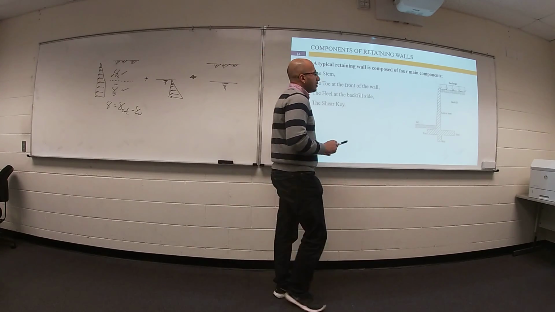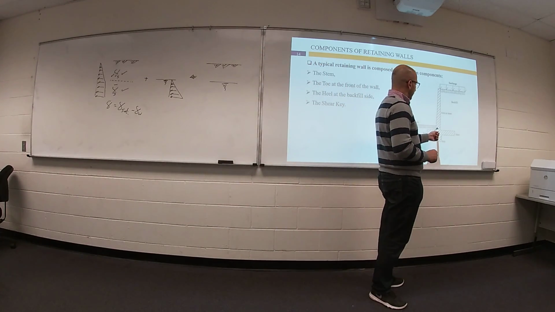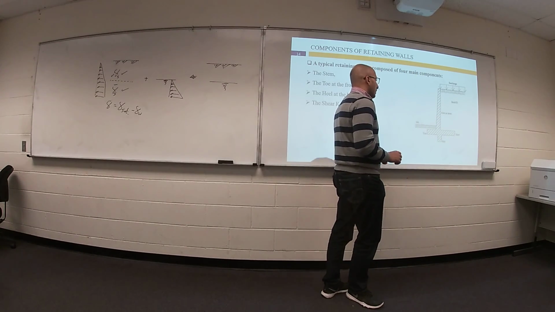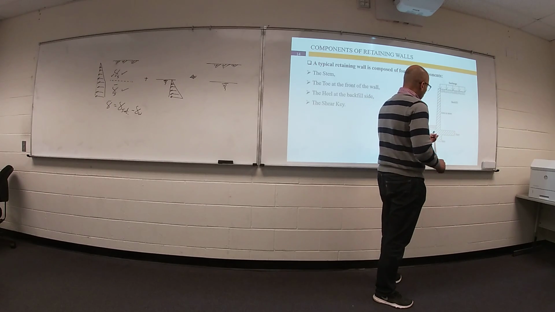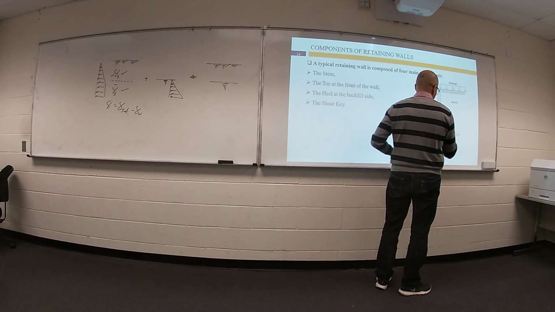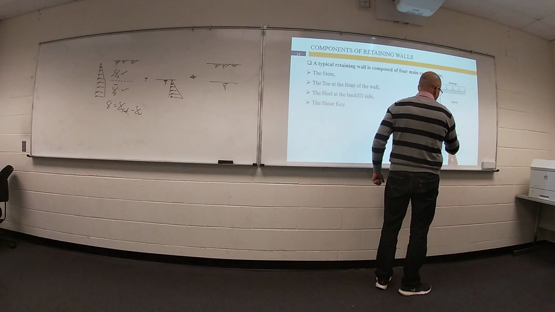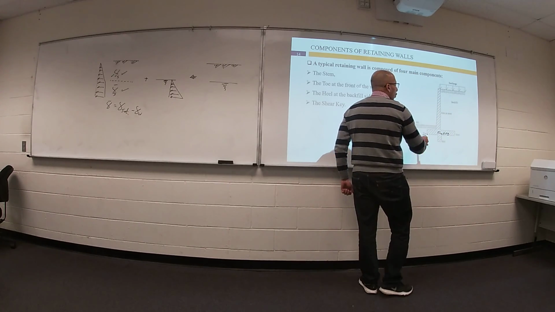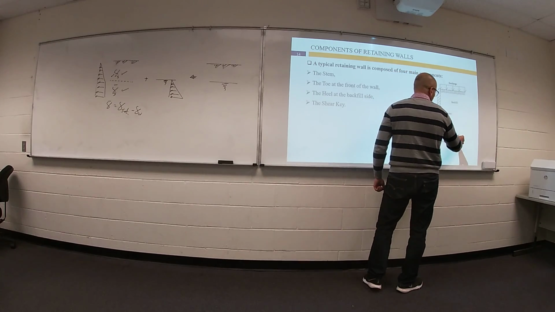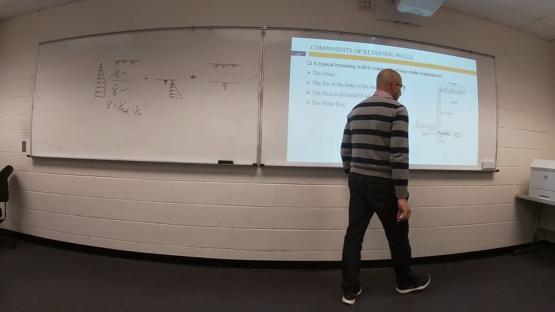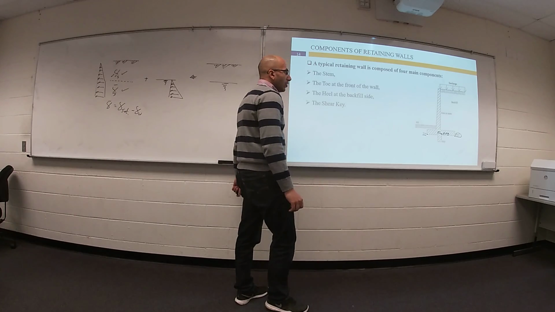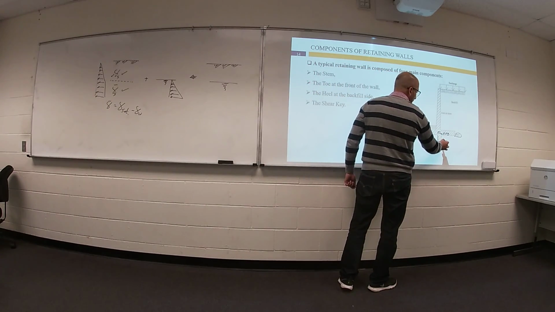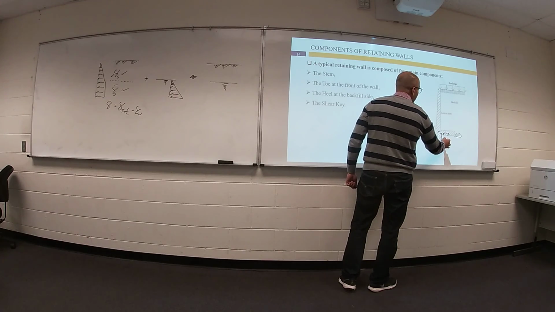We have this part called the arm or stem of the retaining wall. This whole part is called the footing of the retaining wall. This point of the footing is called the toe. This point of the footing is called the heel. And sometimes we can add this part below the footing, which is called the key.